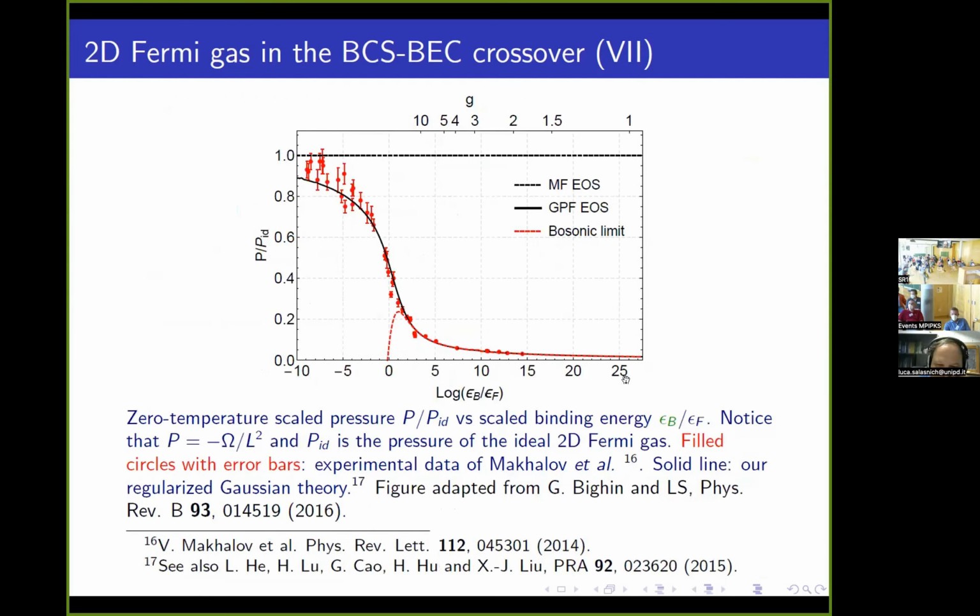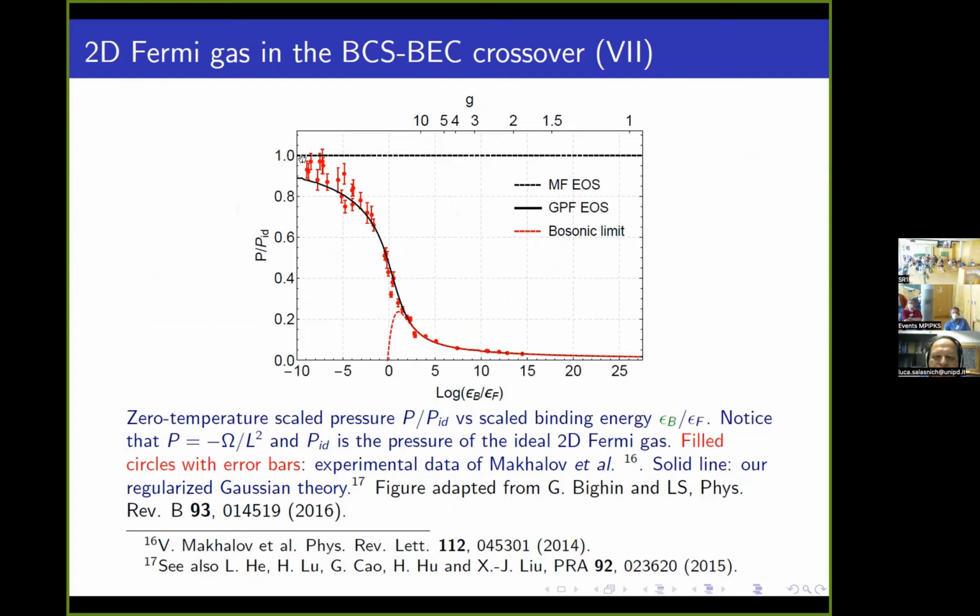At zero temperature, we can compare our theory, that is, well, you see in the plot, we have the dashed line, that is a constant. Here I have the pressure at zero temperature as a function of the logarithm of the binding energy. On the left side, you have the BCS regime. On the right side, you have the BEC regime.